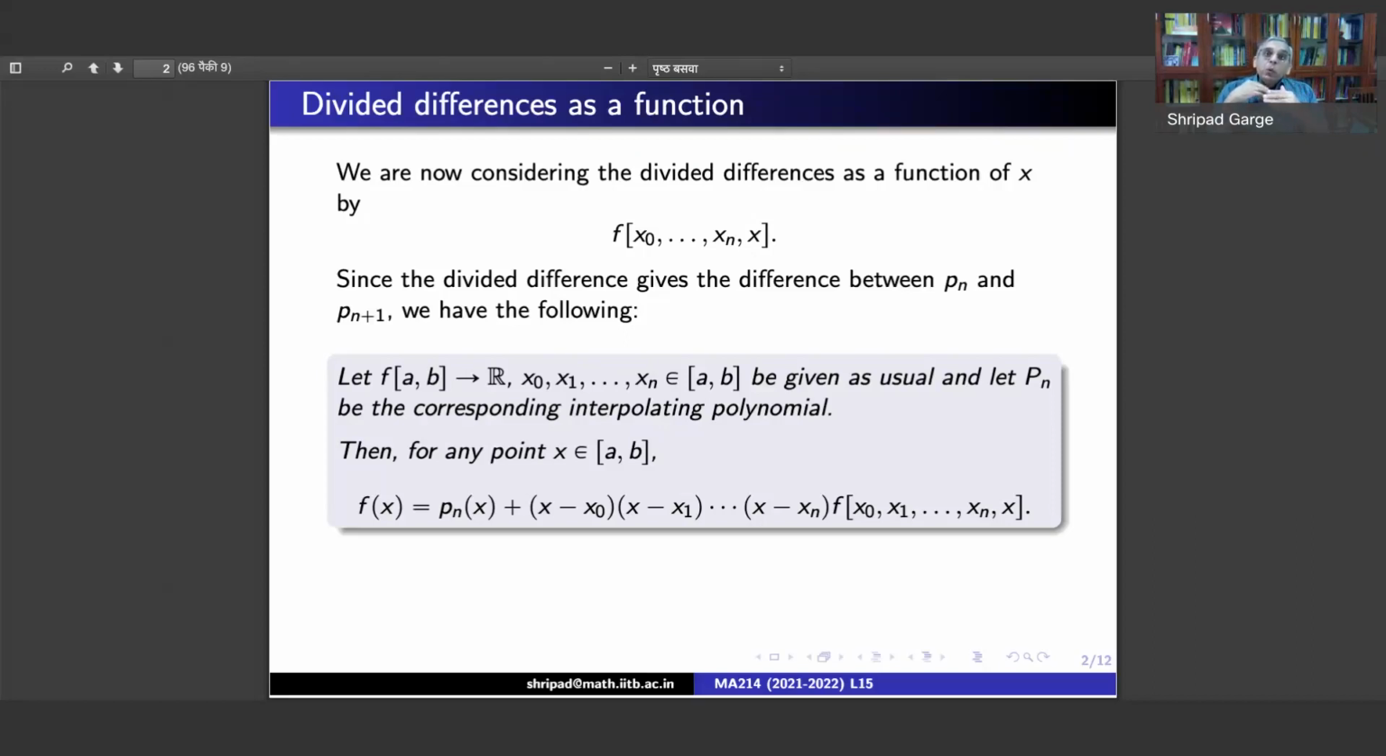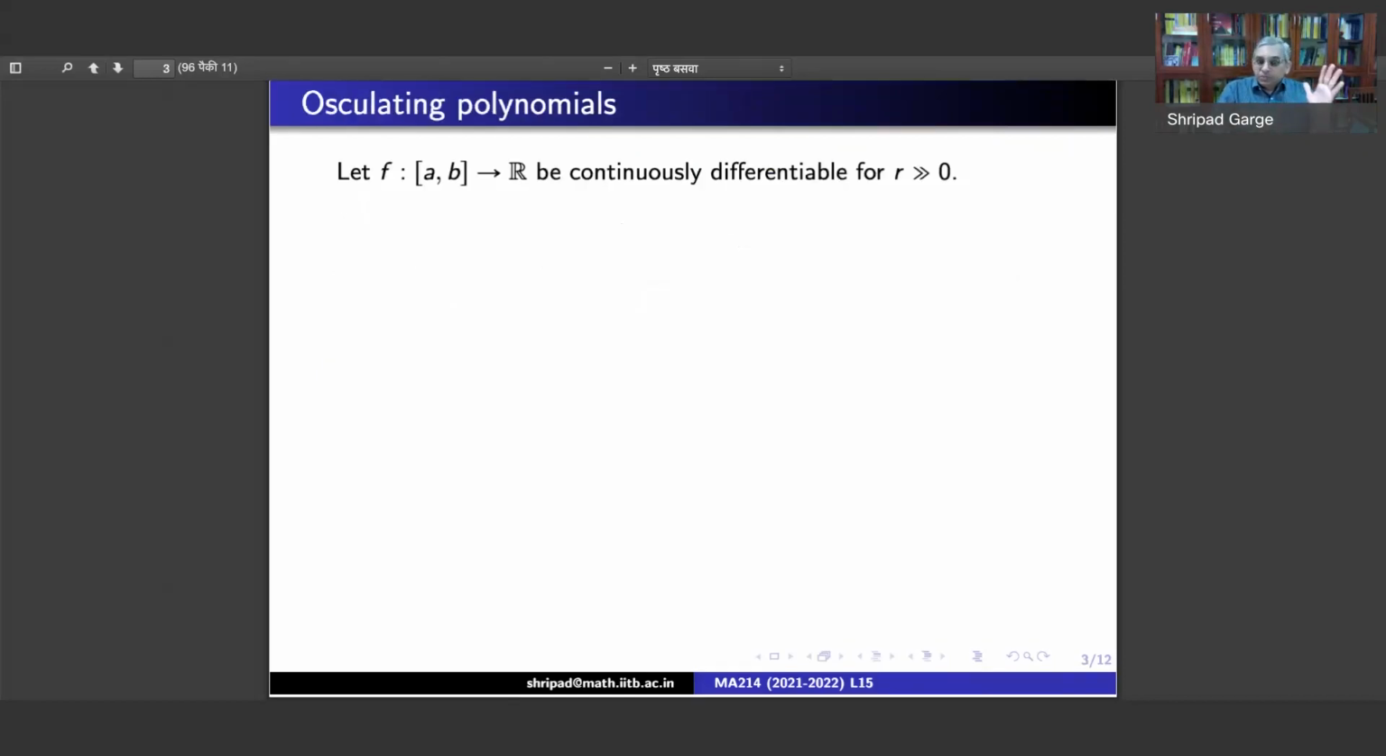We are now going to one further level of interpolating by polynomials. So suppose, let's again start afresh. We have a function f from a closed and bounded interval [a,b] to real numbers, and it is r times continuously differentiable. So r bigger than 0 means that you are allowing it to be differentiable for a high enough degree. What r is can be decided by our further discussion.